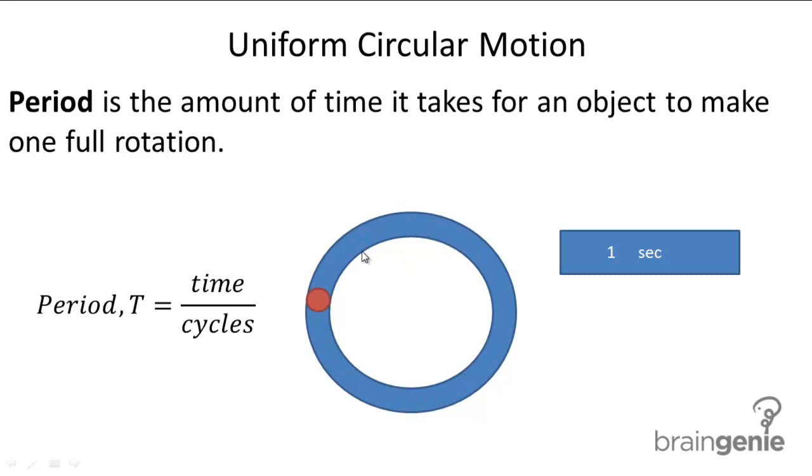So we can see, well, that's one rotation, that's 2 seconds, and then another rotation. So 4 seconds, it made 2 rotations in 4 seconds. So therefore, each cycle took 2 seconds. The period is therefore 2 seconds. And the formula to calculate period is time, the amount of time that took place, divided by the number of cycles that completed.